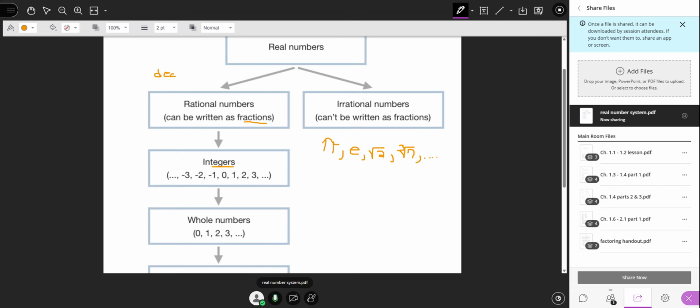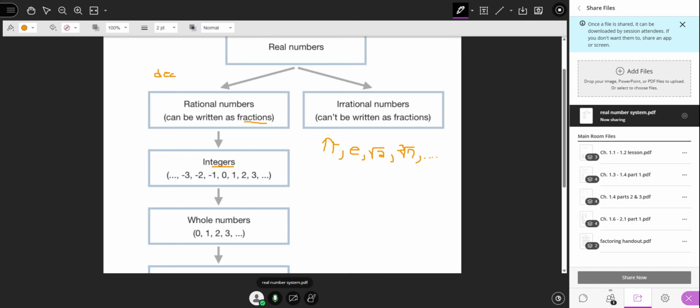So rational numbers split off into integers, which also split off into decimals and other fractions. Okay, so integers and then fractions and decimals. But we're not going that extreme with this.